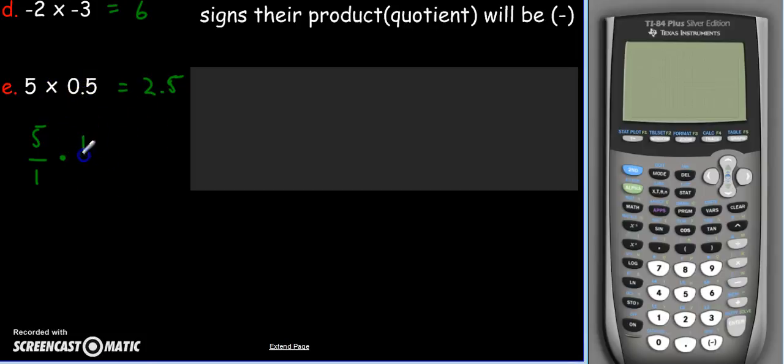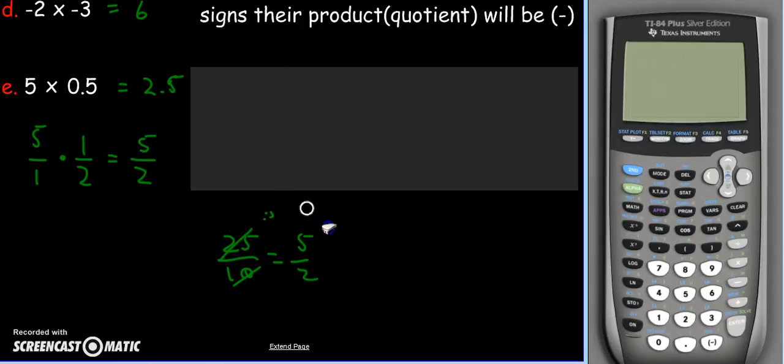0.5 is 1/2, and 2.5 as a fraction, that's 25/10. 5 goes into each of these evenly. 5 goes in here 5 times, it goes in here twice. So that's the equivalent fraction if we divide both of those by 5. So that's 5/2.